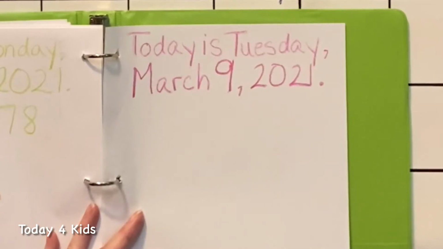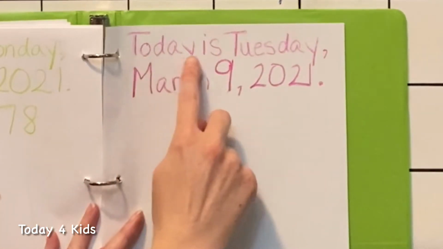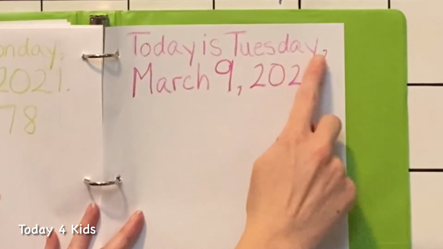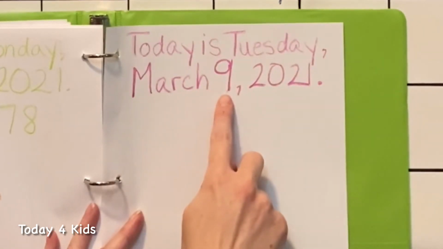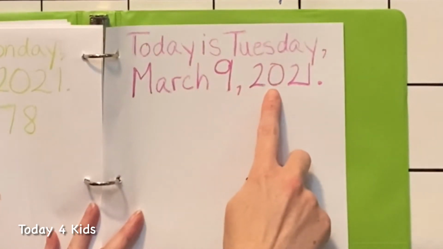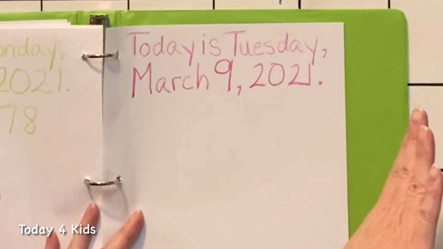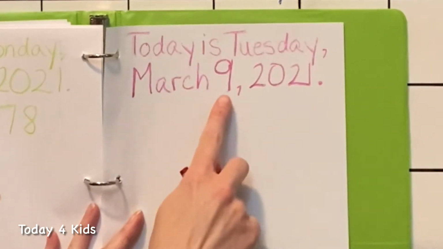We're not going to say anything else after we're done saying the year. Will you say the whole sentence with me? Today is Tuesday, March 9th, 2021. Good job. Next, I'm going to put in the numbers.